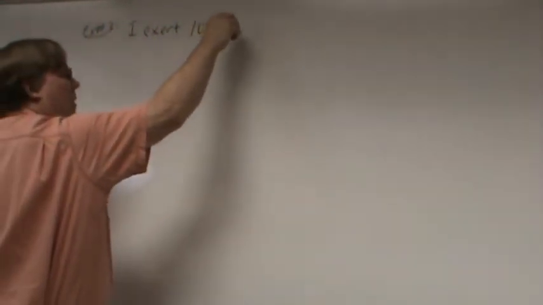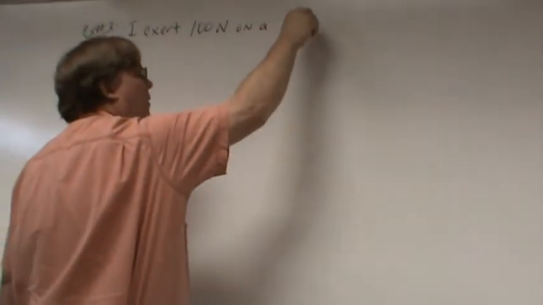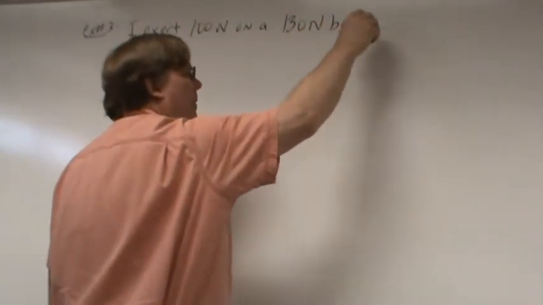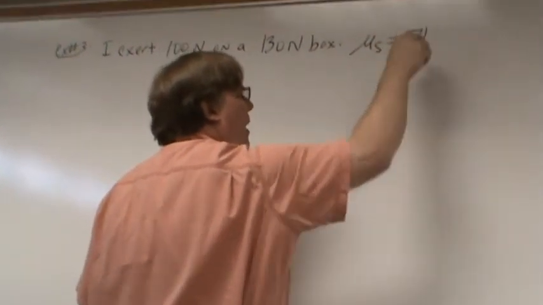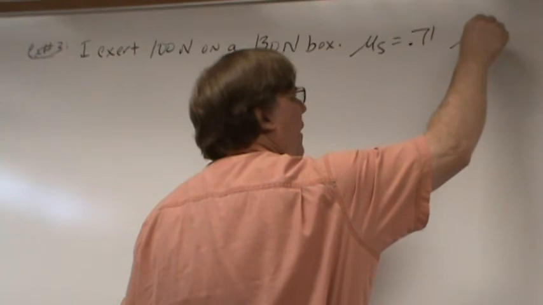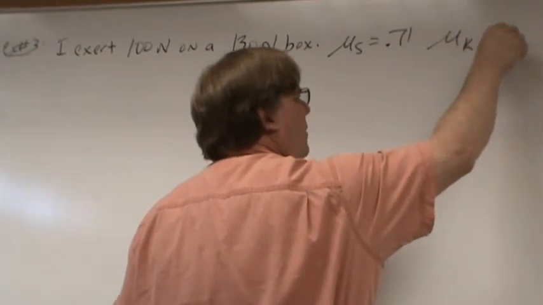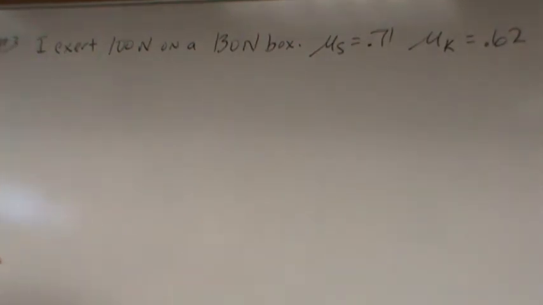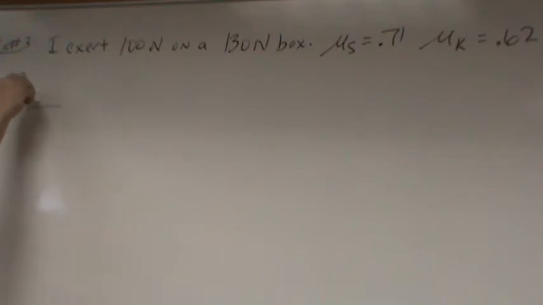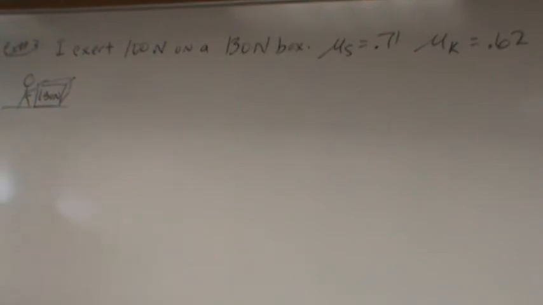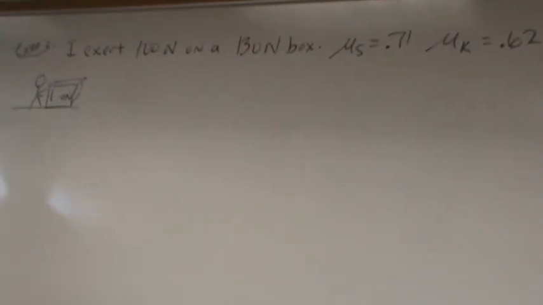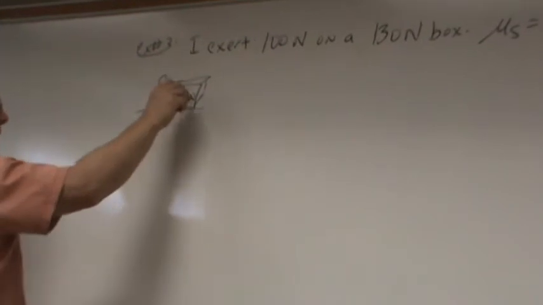I exert 100 newtons on a 130 Newton box. The coefficient of static friction between the box and the floor is 0.71, and the coefficient of kinetic friction between the box and the floor is 0.62. So let me just draw this scenario. Here's what's happening. I've got a 130 Newton box, a box whose weight is 130 newtons, and I'm exerting 100 newtons of force on it.